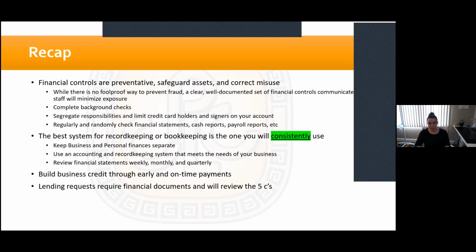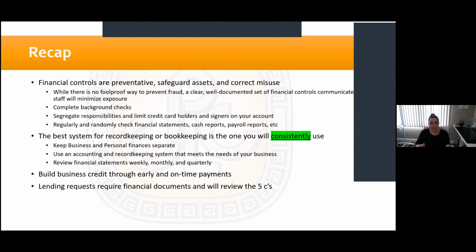If anybody's going to be dealing with your financials or sensitive information, complete background checks on them. Try to segregate your responsibilities so that no one person is in control of all of the different aspects of your financials, and limit any credit card holders or signers on your account so that if they make a decision to do something that they're not supposed to do, it's limited. And regularly and randomly check your financial systems, any cash reports, payroll reports, your vendor list, to make sure that there are no erroneous names on there. This is especially important if you have somebody aside from yourself handling any of your financials, even an accountant or an outside bookkeeper.